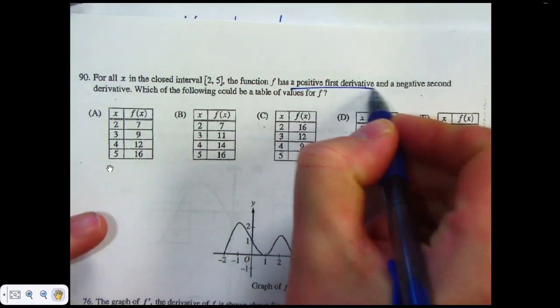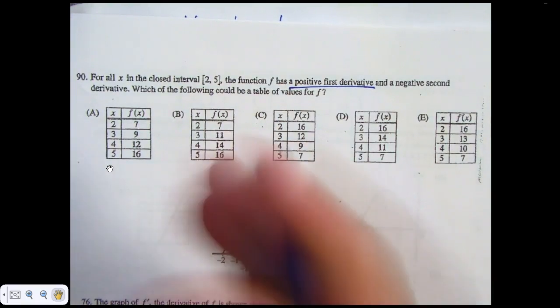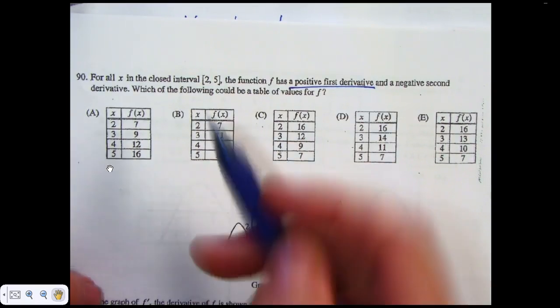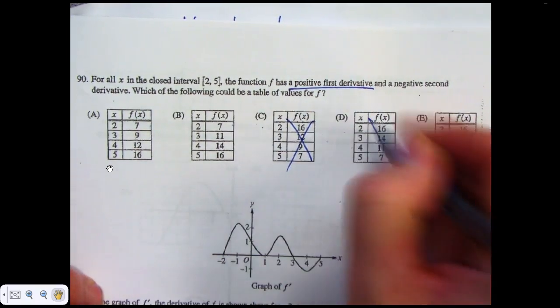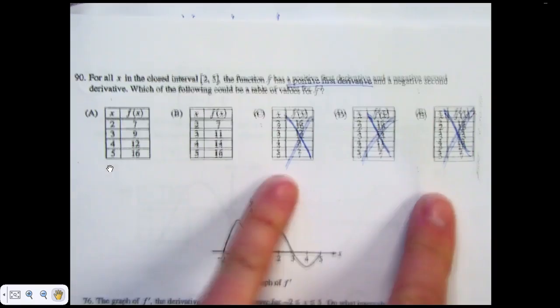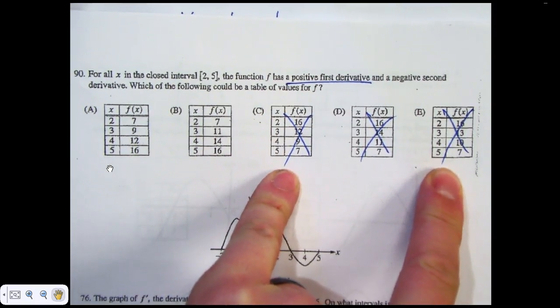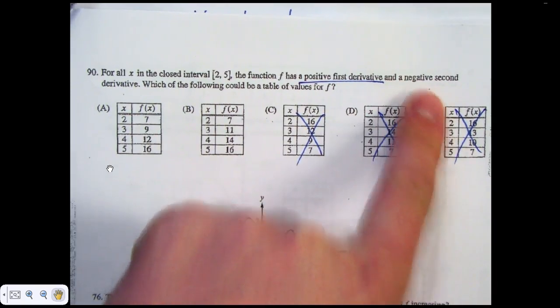So positive first derivative. What does that mean? It has to be happening with the y values of the original graph. They have to be getting bigger. So 7, 9, 12, 16, those are getting bigger. 7, 11, 14, 16, great, getting bigger. But these three, those would have a negative derivative, wouldn't they? Because they're getting smaller, you've got a negative slope, they're decreasing. So then I've got a negative second derivative.